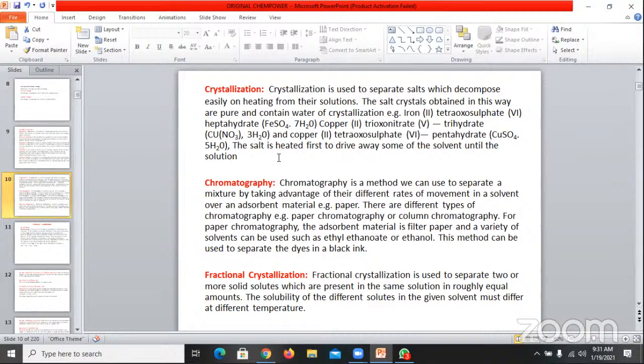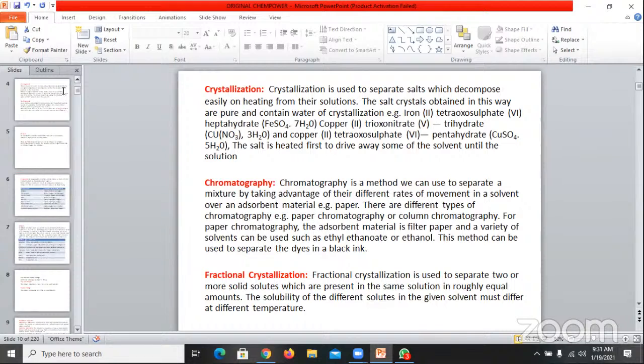Okay. So what are the differences between elements, compounds, and mixtures? Elements are substances that you cannot break down into other substances. Compounds are elements that are joined chemically together. Mixtures are substances that are joined physically together. And because mixtures are joined physically, you can separate them using the separating techniques that we've looked at. So that is a summary of what we've done.